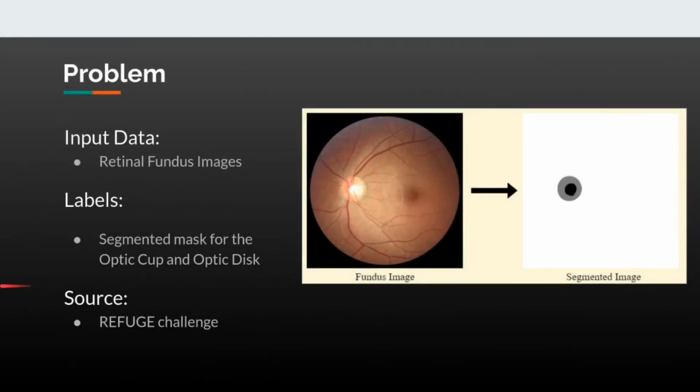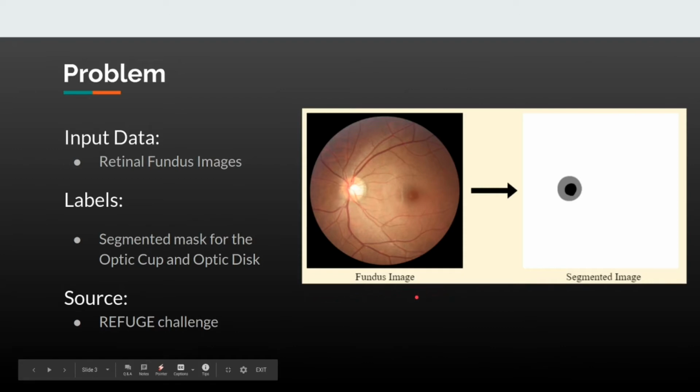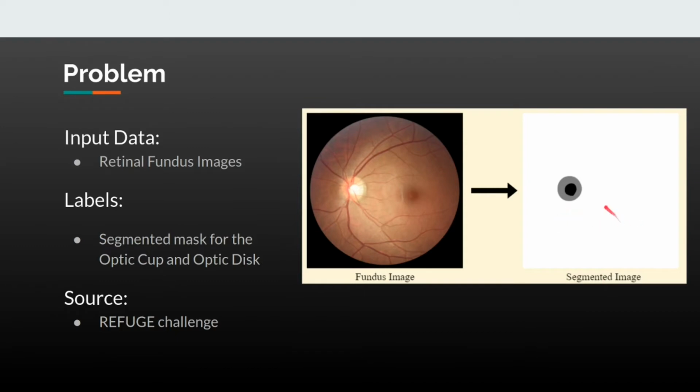So we created a deep learning system where the input to the deep learning system was 2D retina images, as you can see here. And their corresponding ground truth images, like the one on the right hand side, that essentially tells what each pixel on the image belongs to. So the white corresponds to the background, the gray corresponds to the optic disc, and the black corresponds to the optic cup.